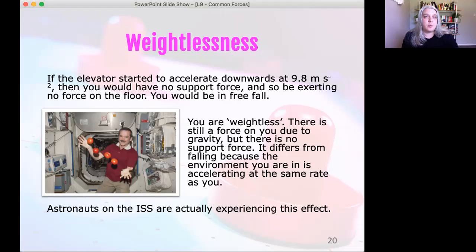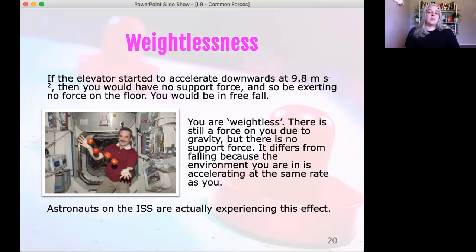when they have no support force, then move up to the ISS, the International Space Station. Think about what's going on there. We already talked about them when we talked about projectile motion, and we said that they are actually just in constant free fall. If they're in constant free fall, what that means is that the ISS, the room that they're in, the area that they're in, is just always accelerating at the same rate that they are. And if it's accelerating at the same rate that they are, then it's not going to provide a support force. And that's exactly what's happening.